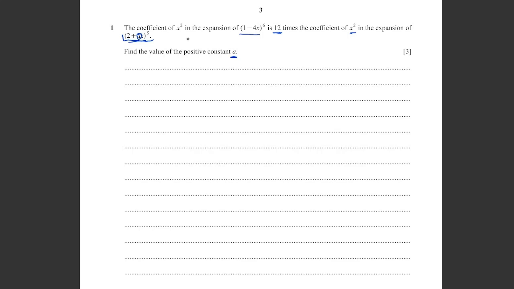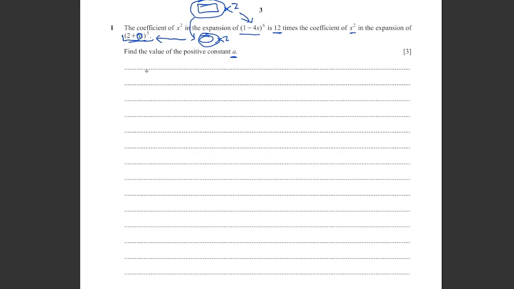So what we're doing is they give us the information that the coefficient of x squared of this thing is going to be something, and the coefficient of x squared of this thing is going to be something else. And then this thing right over here is 12 times this thing. So we have this information, and I'm going to show you how we can use it to find the positive constant a.